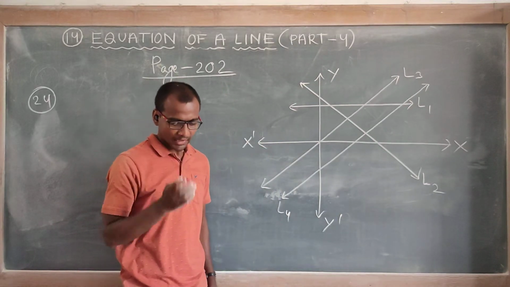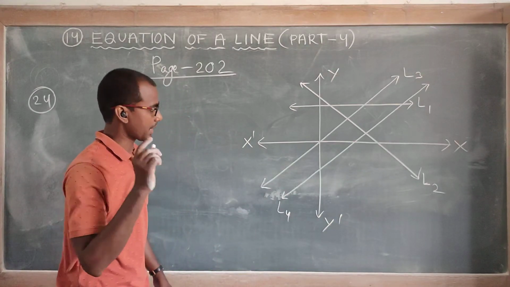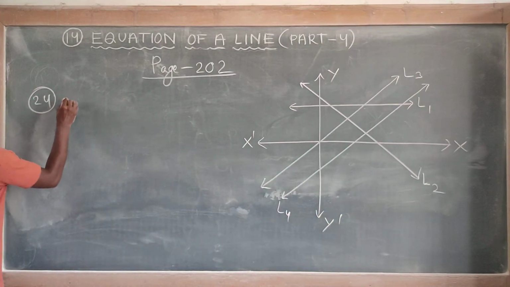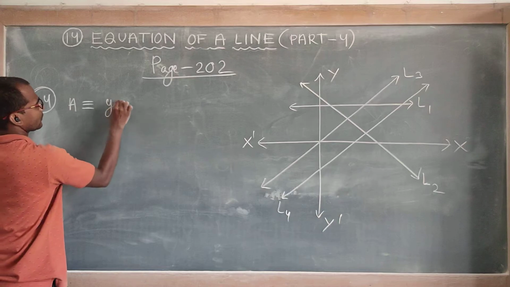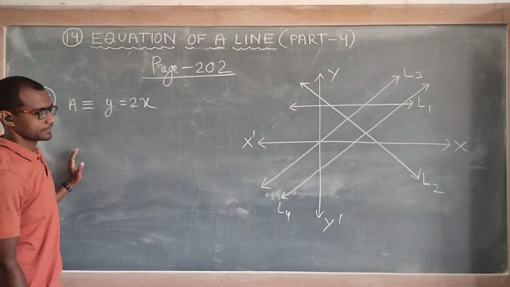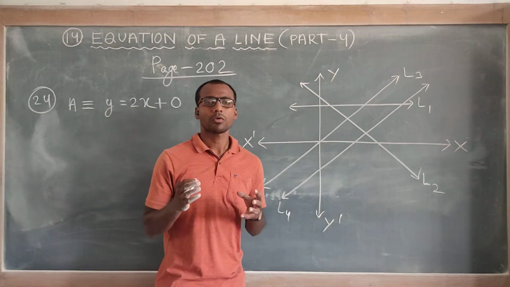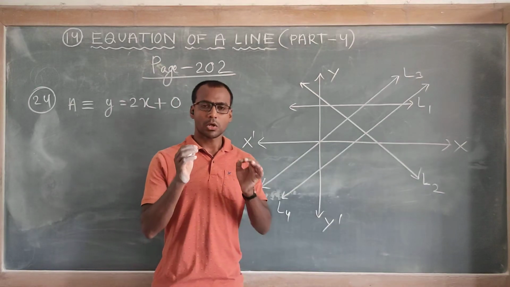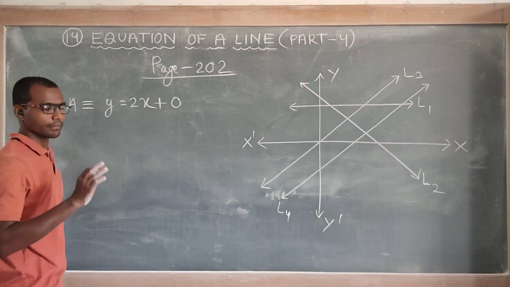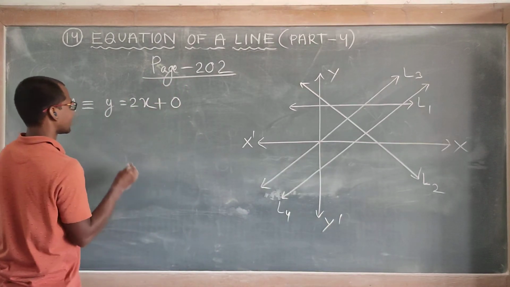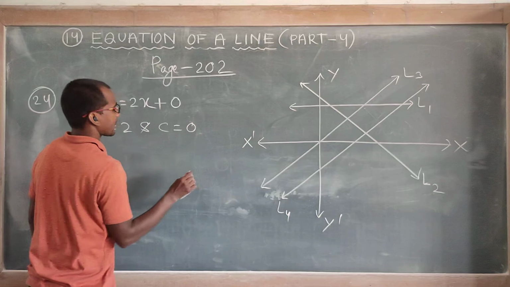Ready? 4 equations have been given and we have to match. First equation is y is equal to 2x. Now y equal to 2x means y equal to 2x plus 0. Always, if you want to know how the line would be looking like, then you have to convert the equation of the line to slope intercept form, means mx plus c form. I converted to that form. y equal to 2x plus 0 means m is 2, slope is 2 and c is 0.